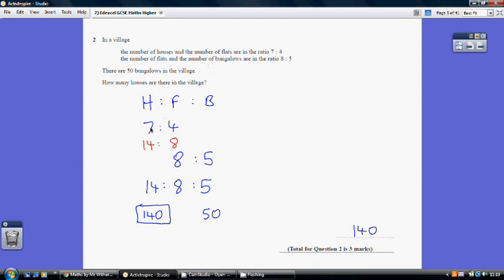So if we choose to take our 7:4 ratio and multiply both by 2, we get 14:8, and now we've got the flat ratio of 8 in both the ratios. So it's 14:8 houses to flats and 8:5 flats to bungalows. So overall that's 14:8:5. Now we're told there are 50 bungalows, so we can see the actual numbers are 10 times more than our ratio. So how many houses have we got?